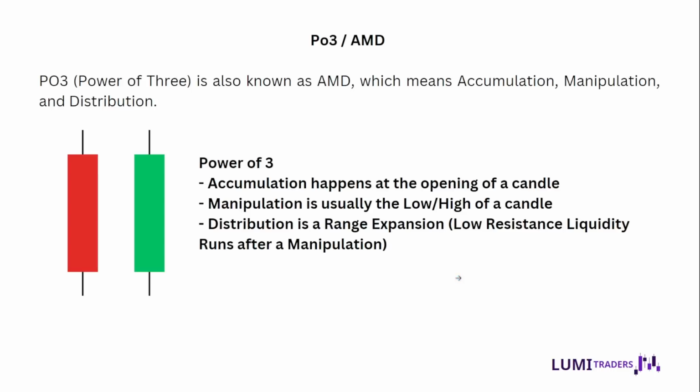So, Power of 3. We also know them as accumulation, manipulation, distribution. Sometimes you can see ICT Power of 3 or you will see ICT AMD. So it's a pretty similar idea. ICT Power of 3 is exactly the same as ICT AMD. Accumulation, manipulation, and distribution. Accumulation happens at the open of candle. Manipulation is usually the low or high of candle, and distribution, also known as range expansion, is a low resistance liquidity run after manipulation.